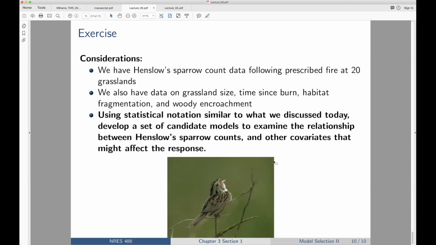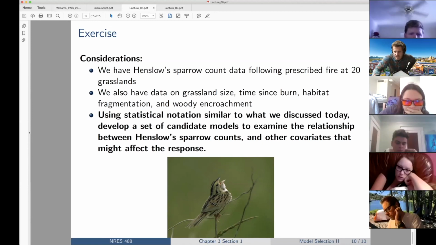So here's an exercise. We have 5 minutes, we can talk about this. We have Henslow's sparrow count data following prescribed fire at 20 grasslands. We also have data on grassland size, time of burn, habitat fragmentation, and woody encroachment. So using statistical notation similar to what we've discussed today, develop a set of candidate models to examine the relationship between Henslow's sparrow counts and other covariates that might affect the response. So why don't I give you a few minutes to write out three different potential models that we might consider. Write these out in proper statistical notation, and then I'll come back and I'll call on someone at random.